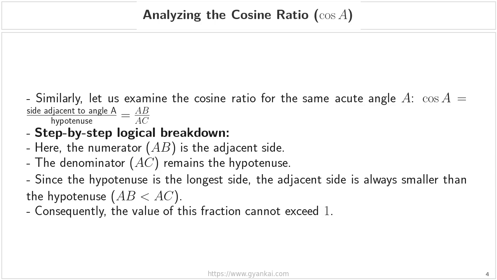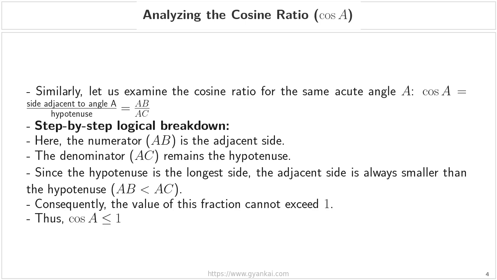Consequently, because we are dividing a smaller number by a larger number, the value of this fraction can never exceed 1. Therefore, we arrive at our conclusion. Cosine of A is less than or equal to 1. This brings us to the same constraint we found for sine, which we will see applied in a practical, real-world example in the next slide.